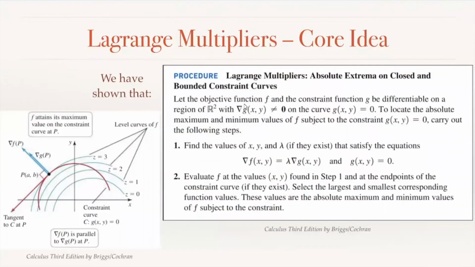So here is our process. Given an objective function f and a constraint g, and the usual differentiability conditions, then to locate the absolute minima and maxima of f subject to the constraint, carry out the following steps. We find all values of x, y, and lambda that satisfy the equations grad f is lambda times grad g, so that we're at a point like this, where it is going to be a possible local minimum or maximum. And we also need to have, of course, that we lie on the constraint itself. And then we evaluate the function at those various points and find where it's minimized or maximized along that constraint.